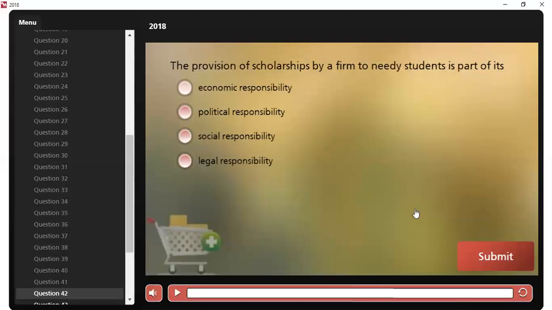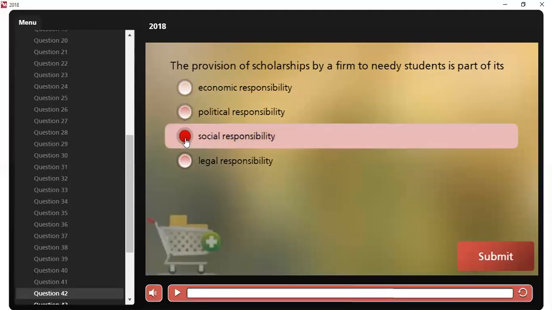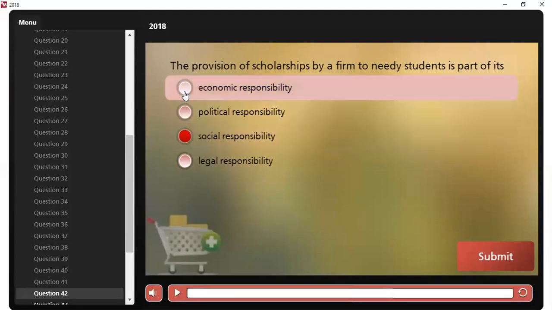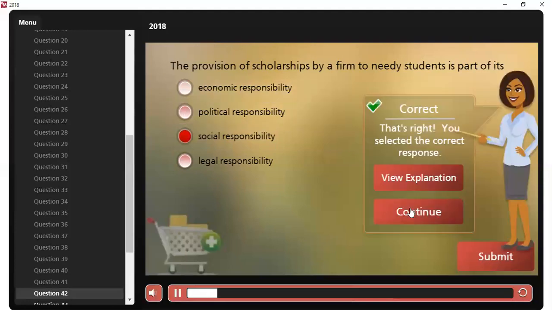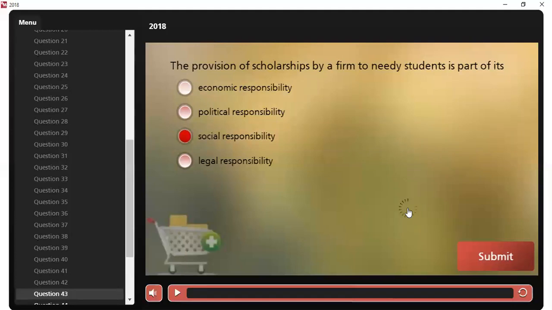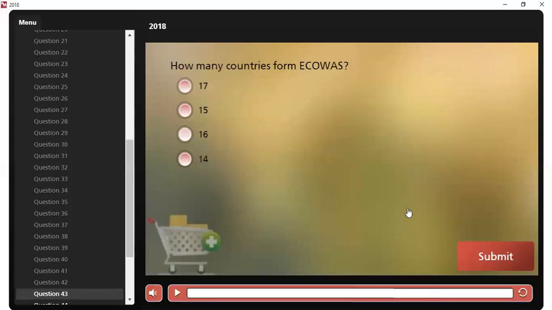Question 42. The provision of scholarships by a firm to needy students is part of its social responsibility. It is not economic, political, or legal responsibility. It's social responsibility.